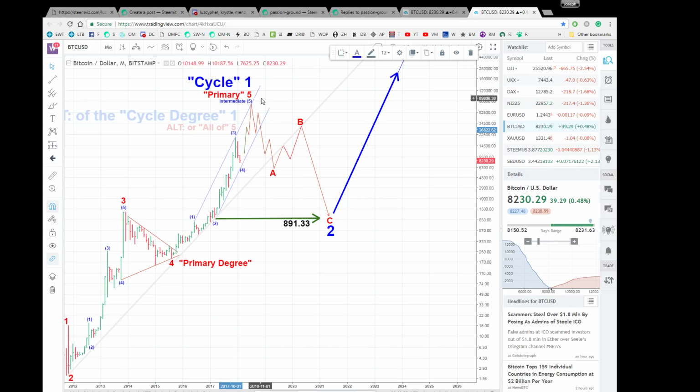Over the intermediate term, which is basically over the next year or so, let's assume that's the case and that we are in the process of basing in a fourth wave down at intermediate degree, which would then require a massive fifth wave rally at intermediate degree, which would top off the entire primary and cycle degree first wave.